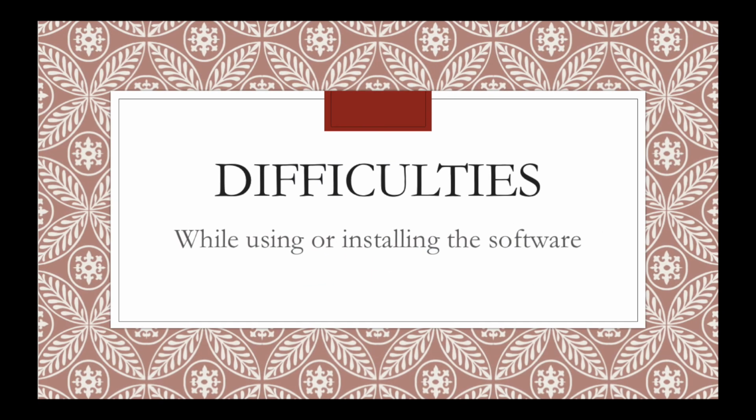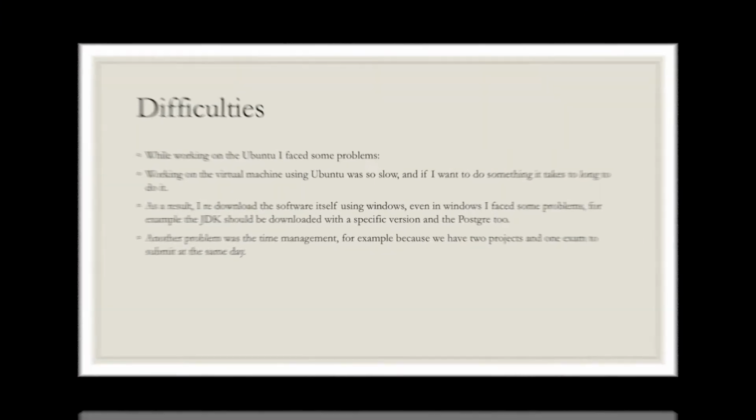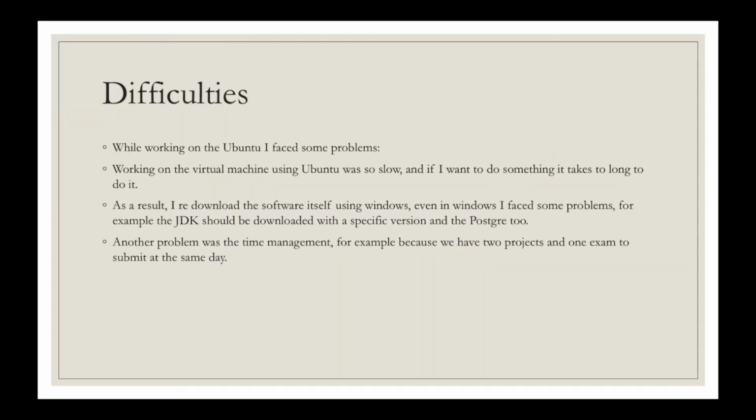Moving to the difficulties that I faced while using or installing the software. While working on Ubuntu, I faced some problems. Working on the virtual machine using Ubuntu was so slow, and if I want to do something, it takes me too long to be done. And as a result, I re-downloaded the software itself using Windows, and even in Windows I faced some problems. For example, the JDK should be downloaded with a specific version and the Postgres too.